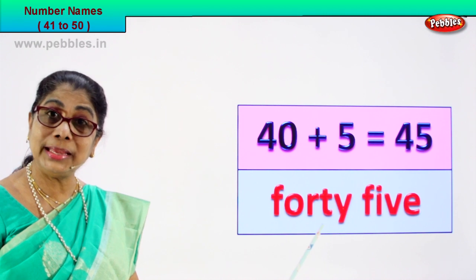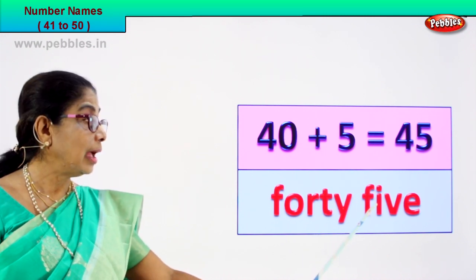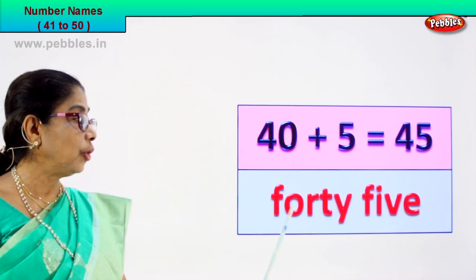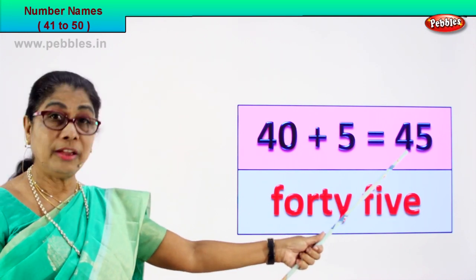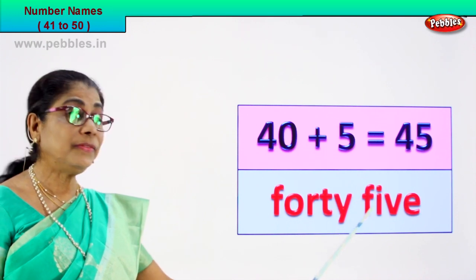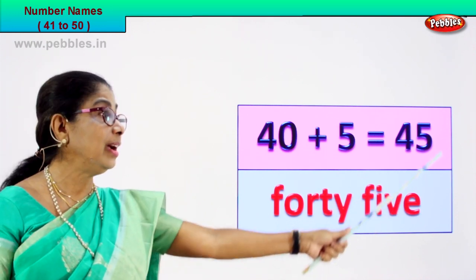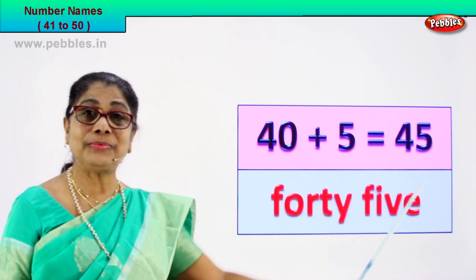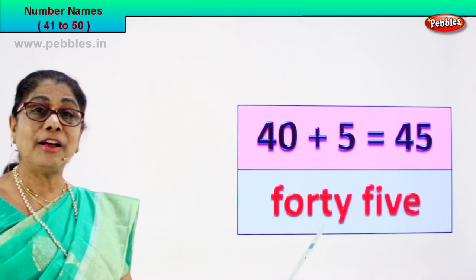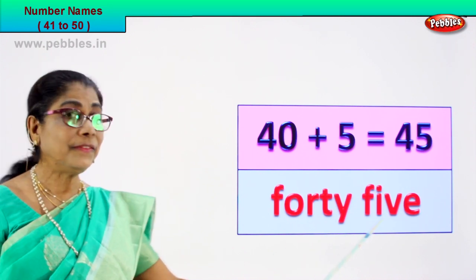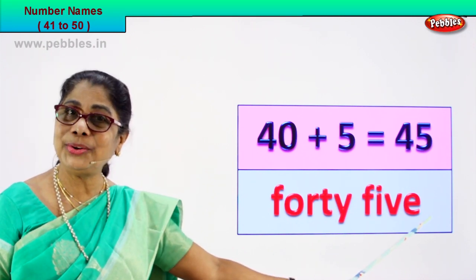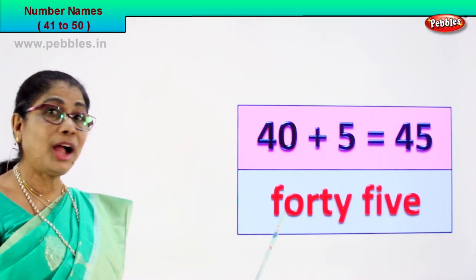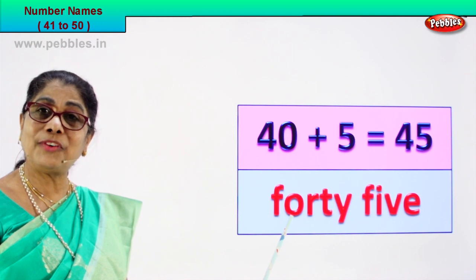F-O-R-T-Y, 40. F-I-V-E, 5. The 45 numeral's name is 45. Very good. So you learn to recognize the numeral. You now know how to spell and write 45.